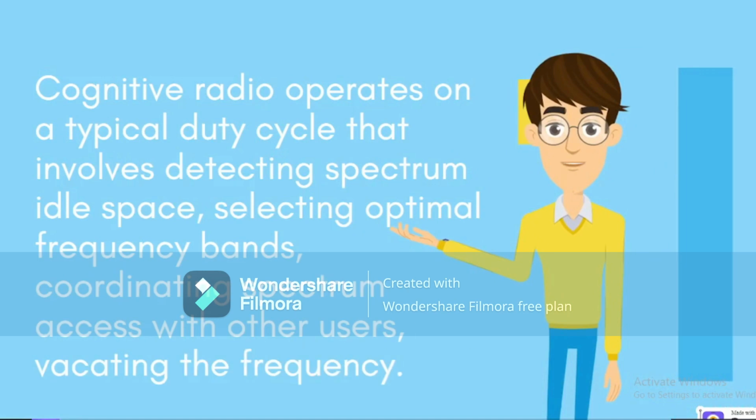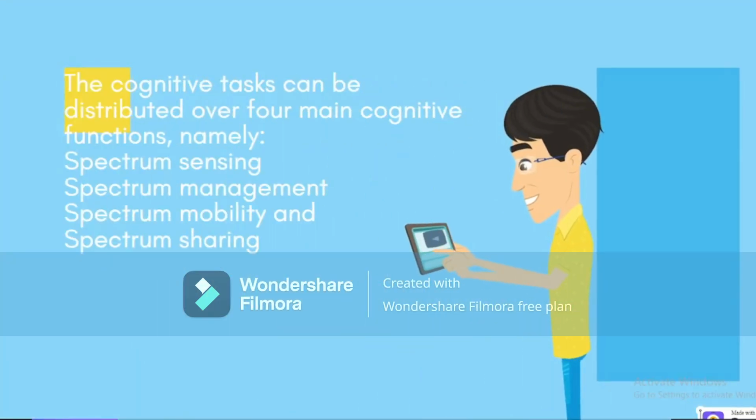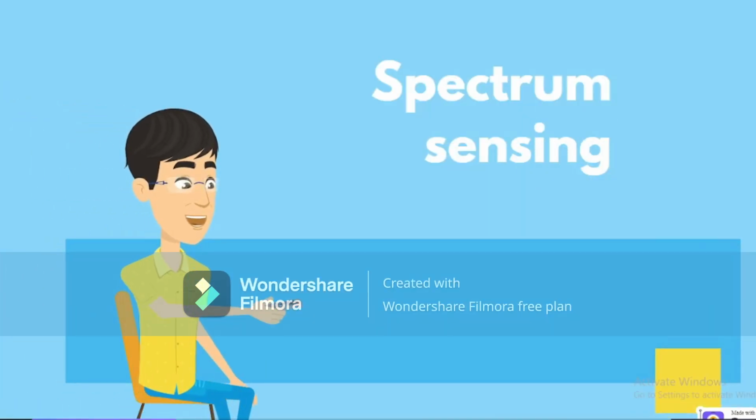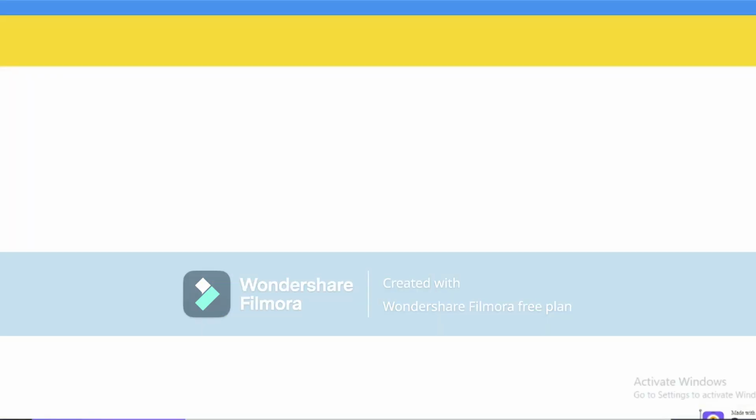Cognitive radio operates on a typical duty cycle that involves detecting spectrum idle space, selecting optimal frequency bands, coordinating spectrum access with other users, and vacating the frequency. The cognitive tasks can be distributed over four main cognitive functions, namely, spectrum sensing, spectrum management, spectrum mobility, and spectrum sharing.